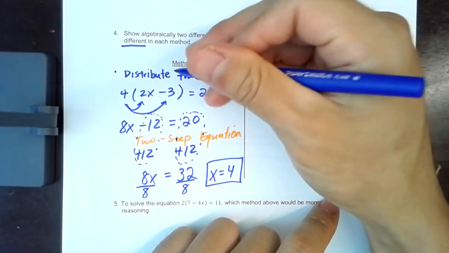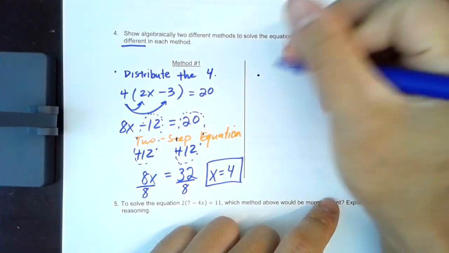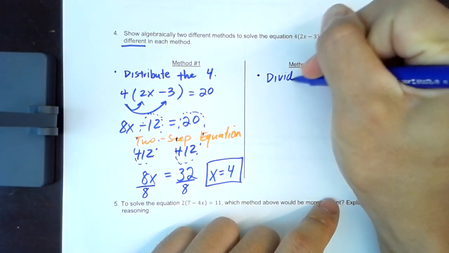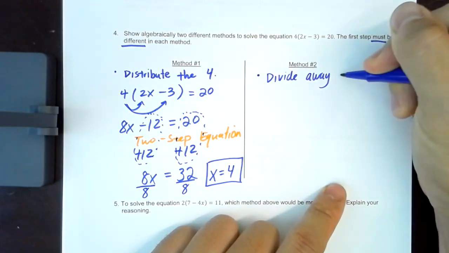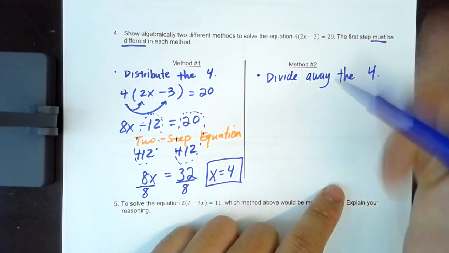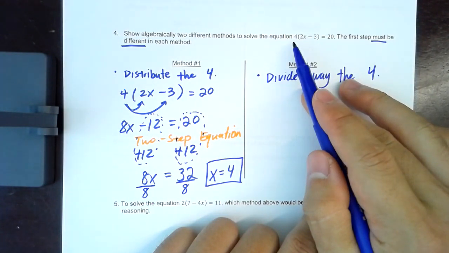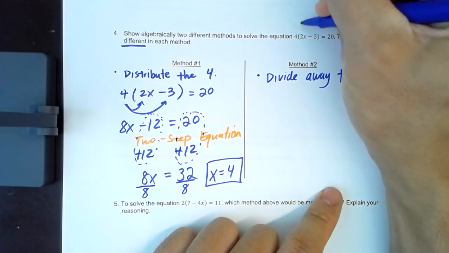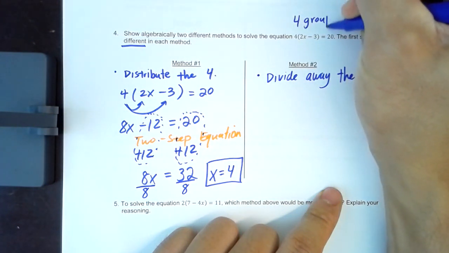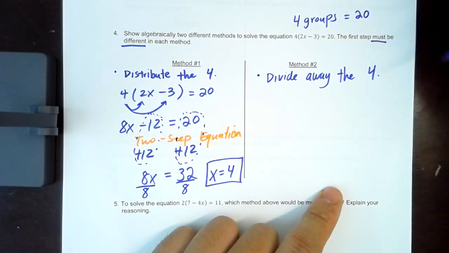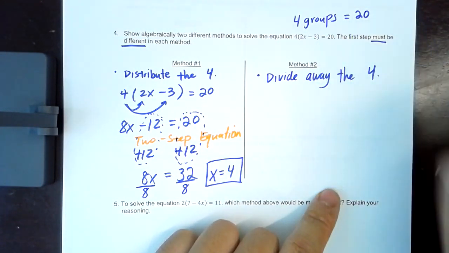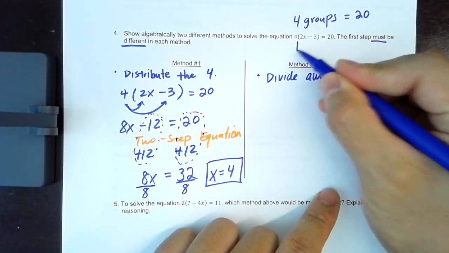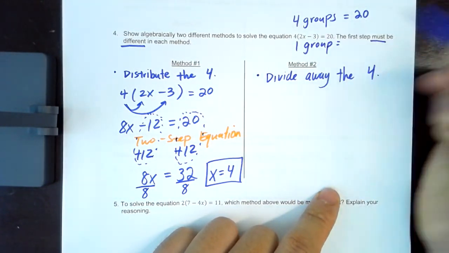So the first method was distribute the 4. The second method, to me, the most logical method would be to divide away the 4. Remember, class, that the 4 is just symbolizing or representing the amount of groups, right? Think of this as a group, and this is saying like 4 groups is equal to 20, right? But you have to think of it this way. If 4 groups are equal to 20, doesn't that mean one group has to equal 5?